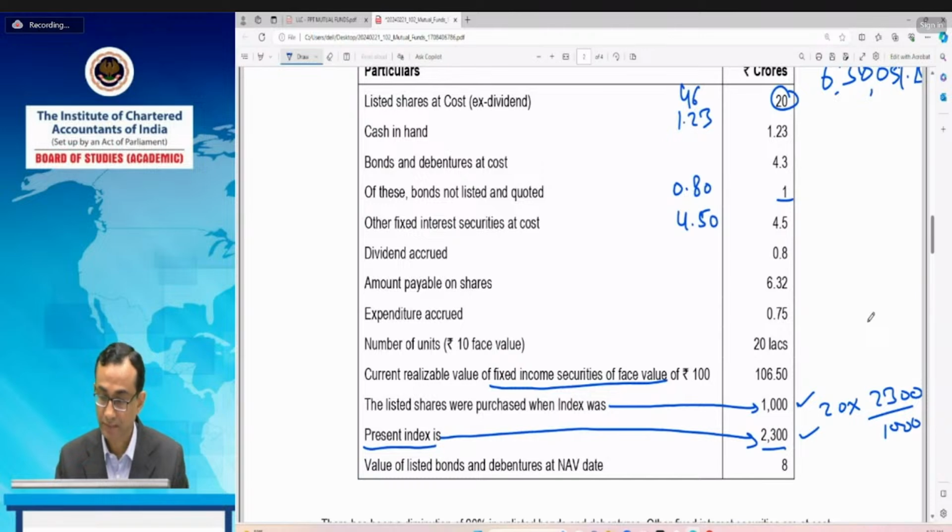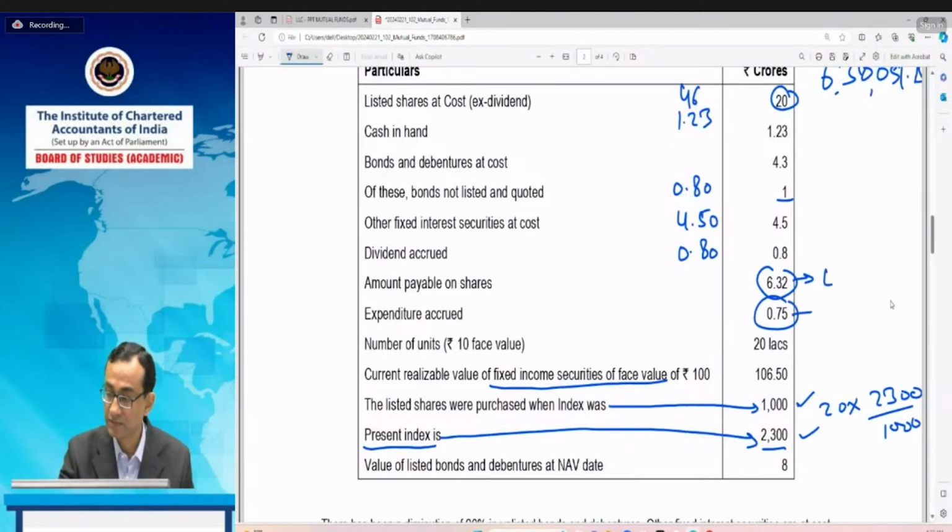Now, dividend accrued, also an asset. Dividend accrued 0.80 on the shares of the mutual fund, the dividend accrued from the companies. So it will be taken as an asset, 0.8. Amount payable on shares, this is a payable on shares, so it will be a liability. Expenditure accrued will also be a liability.